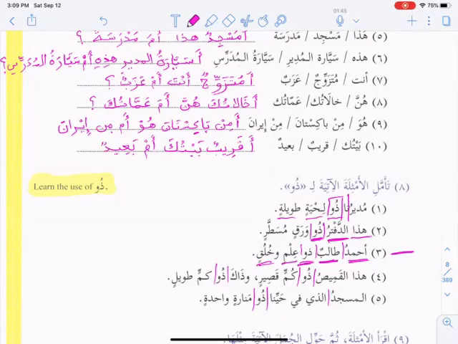Ahmad is a student with good manners and knowledge. He possesses good manners and knowledge. Now here, haza is mubtada, al-kamisu is your badal, so zu is your khabar. You have to differentiate and see, look at it.